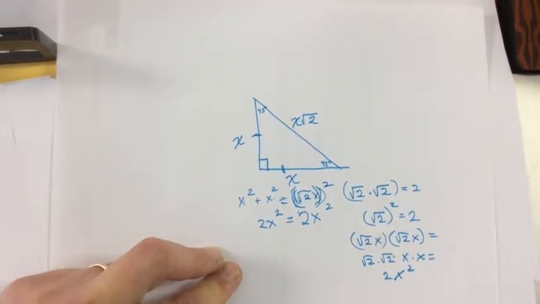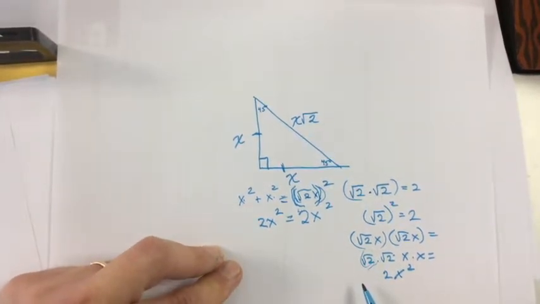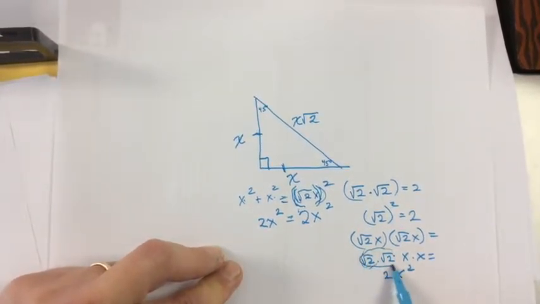Wait, but why do you get rid of the radical? That's the only part I don't understand. This is the number that when I multiply by itself will give me 2, right? Yeah. What am I doing here? Oh, you're multiplying two of them together. Right. So it's got to give me 2.